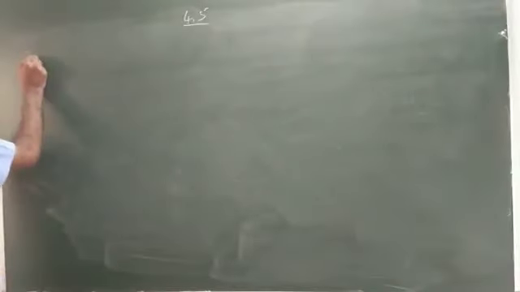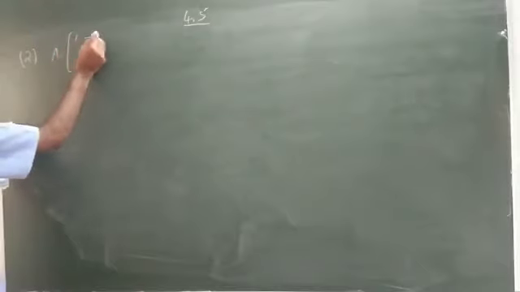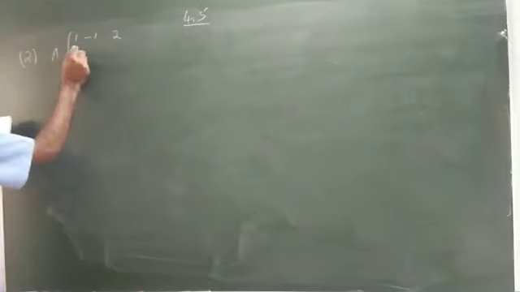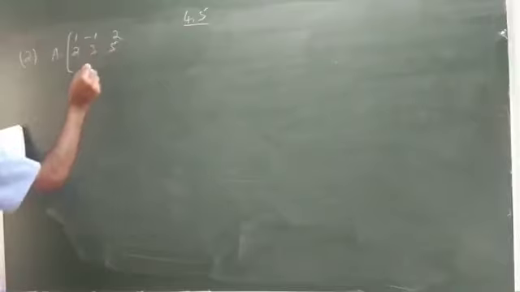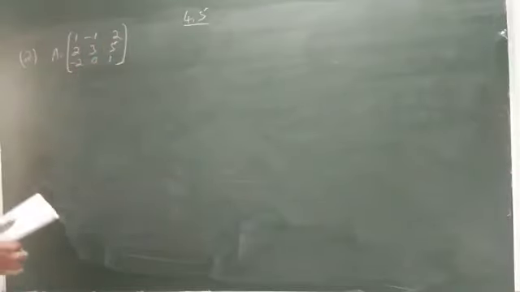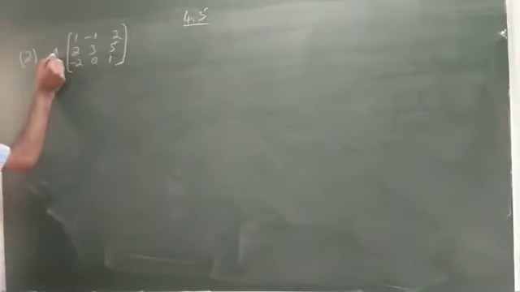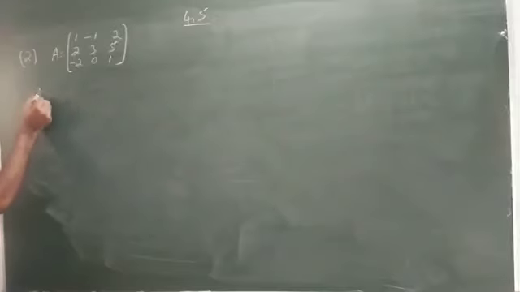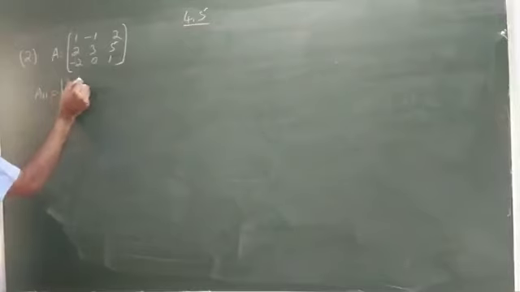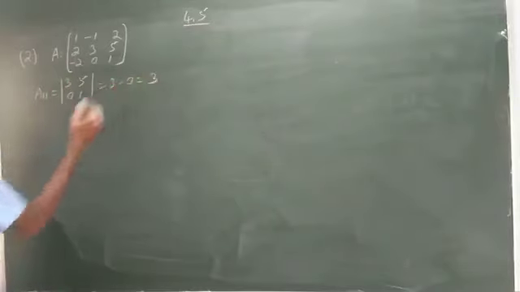Let us solve two problems on 3 cross 3. Given second problem, let us call it as A. 1 minus 1, 2, 2, 3, 5, minus 2, 0, 1. We have to find out the adjoint of 3 cross 3. It's very simple. Let us take A11, sign is plus, leave that row and column, 3501, which is 3 minus 0 is equal to 3.